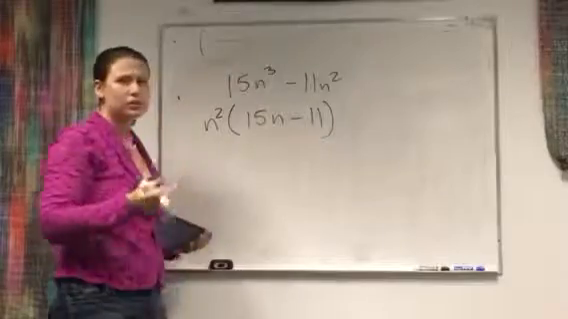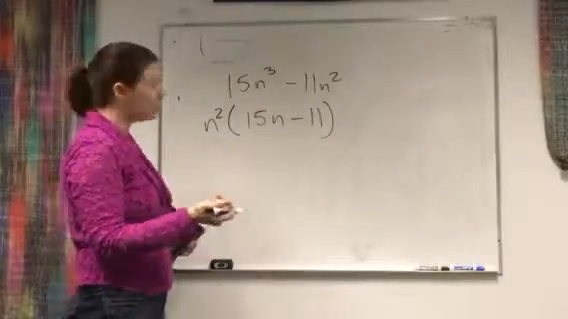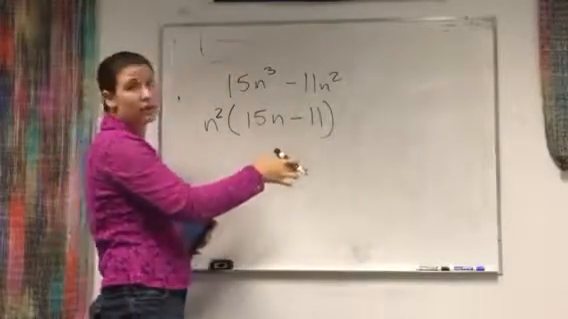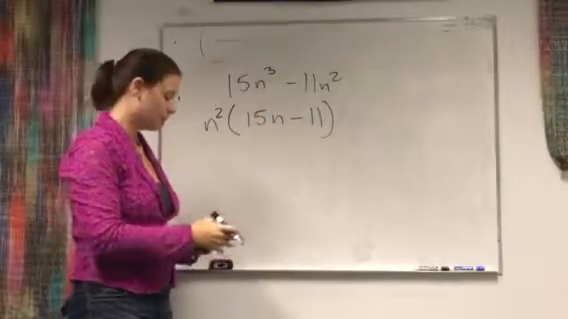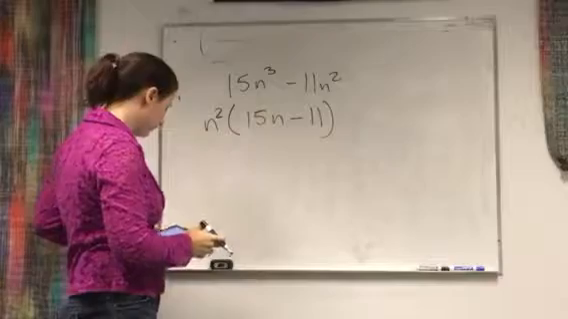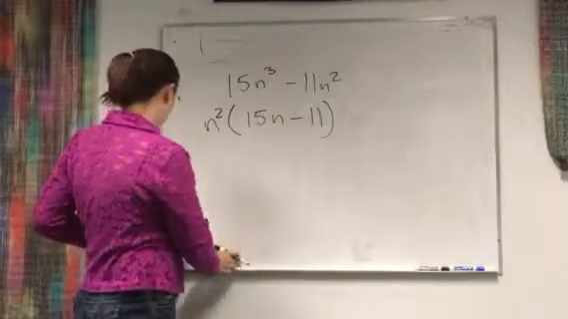Okay, so always remember too, you can check this very easily by just multiplying the n squared back through. You should always get back to what you started with. Okay, so that's the first basic factoring that we can do.